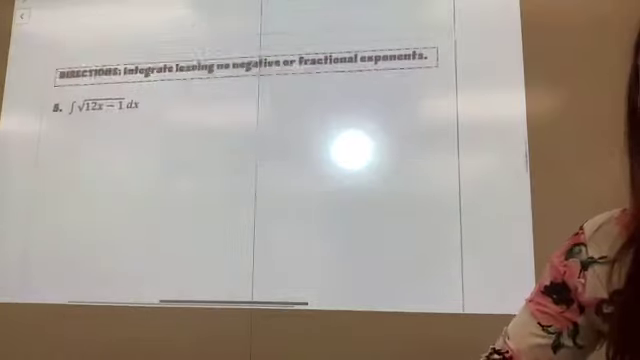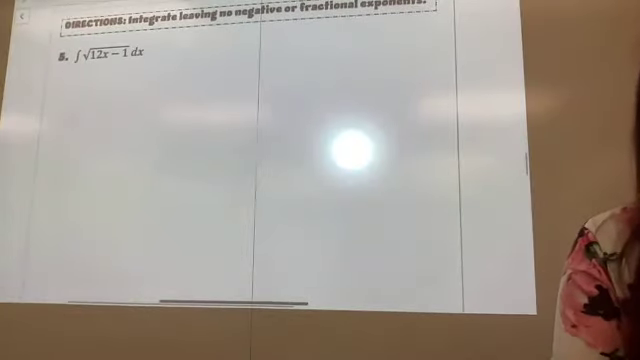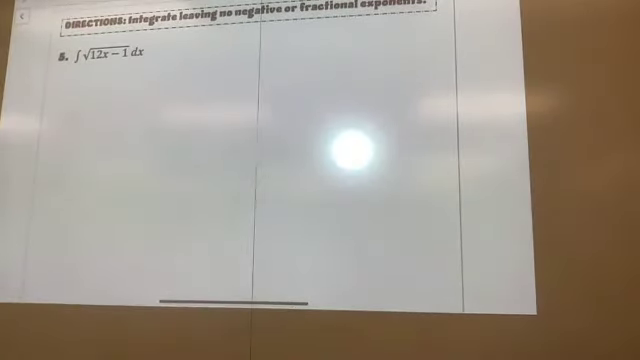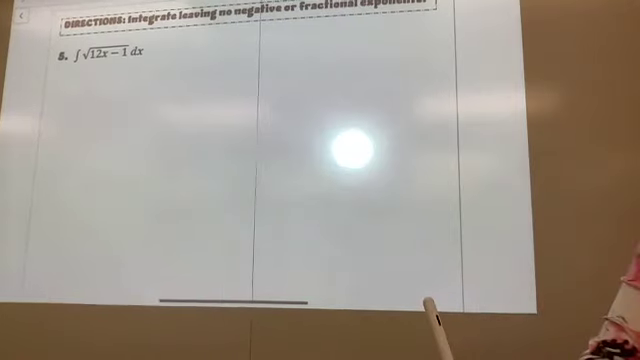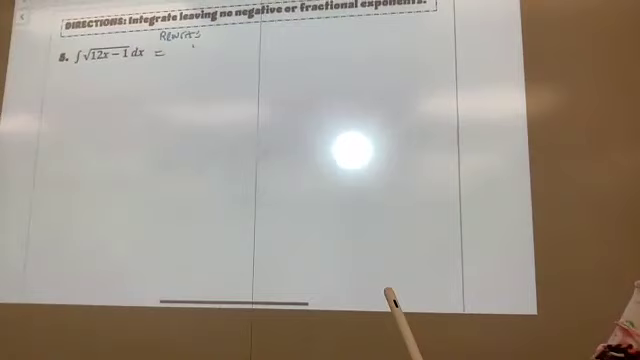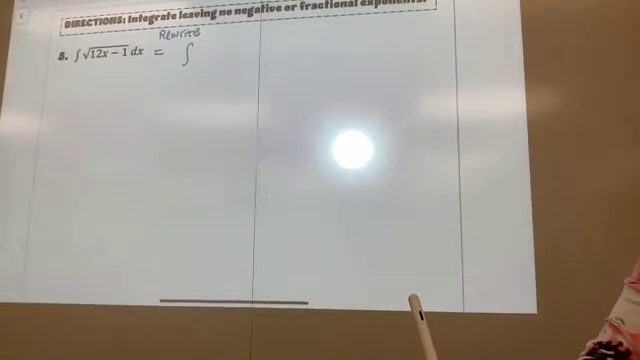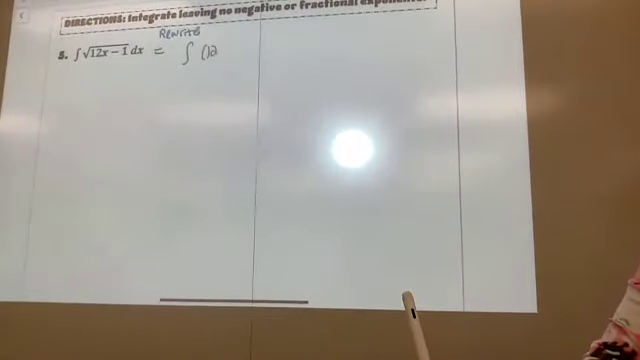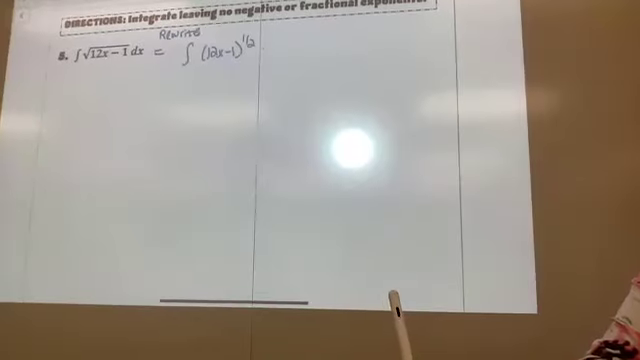Okay. All right. Number 5. Oh, what do you think I do first? 1/2 power. Ding, ding, ding. Rewrite all radicals. Go for the rewrite. This becomes the integral of 12x minus 1 to the 1/2 power dx.